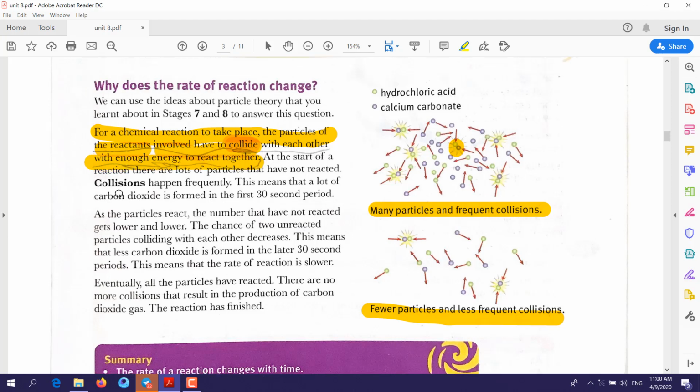At the start of the reaction, there are lots of particles that have not reacted, so collisions happen frequently. The main idea of the rate of reaction, and why it's fast at the beginning and then gradually slows, is the number of collisions. At the beginning of the chemical reaction there are lots of particles colliding with each other, so that's why the chemical reaction is fast at the beginning and then it slows down.